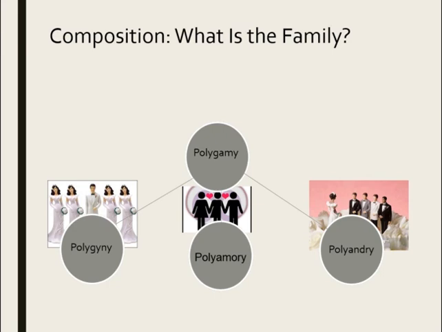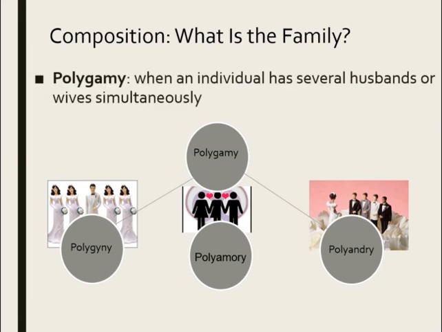So polygamy, which you've probably heard of before, is when an individual has several husbands or wives simultaneously. The big broad term for that is polygamy. These are different types of polygamy. So polygyny, this is what you see with Sister Wives or Big Love. There's been several different shows about this. This would be polygyny.